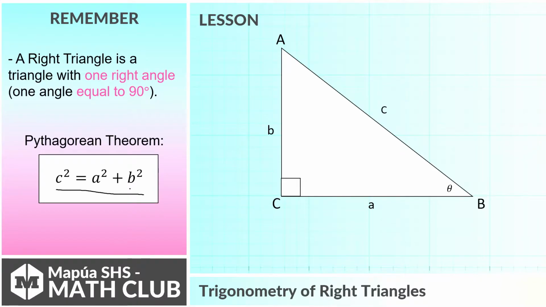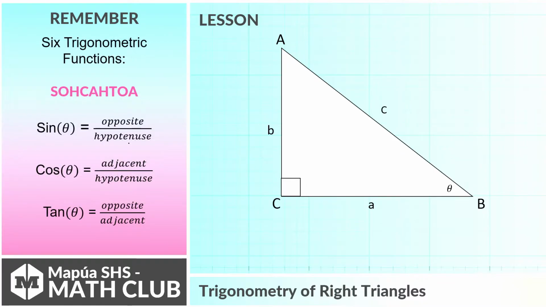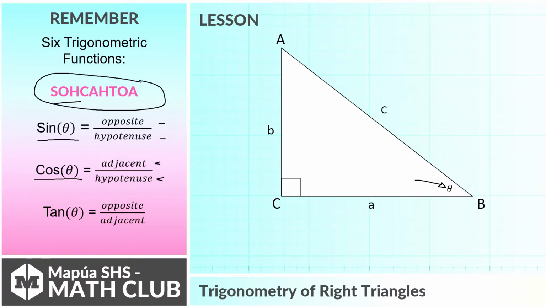Next, we have the 6 trigonometric functions, where we can just remember the abbreviation SOHCAHTOA, where SO means sine theta or our reference angle, opposite divided by hypotenuse, CA, which means cosine theta, equals adjacent divided by hypotenuse, and next is TOA or tangent theta equals opposite over adjacent.